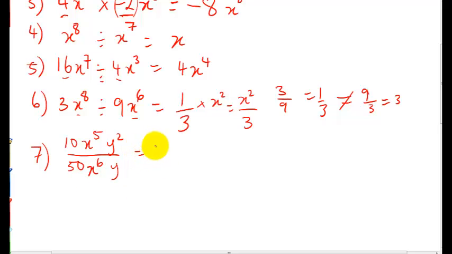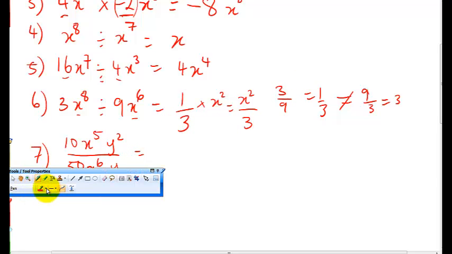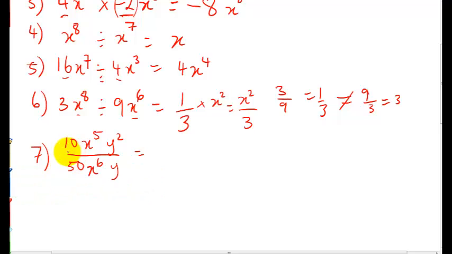Okay, well, numbers first and then each respective letter. So if I do numbers first, I'm going to go 10 over 50. 10 over 50 is simply 1 over 5. Okay, then we'll have a look at this: x to the power of 5 and x to the power of 6.